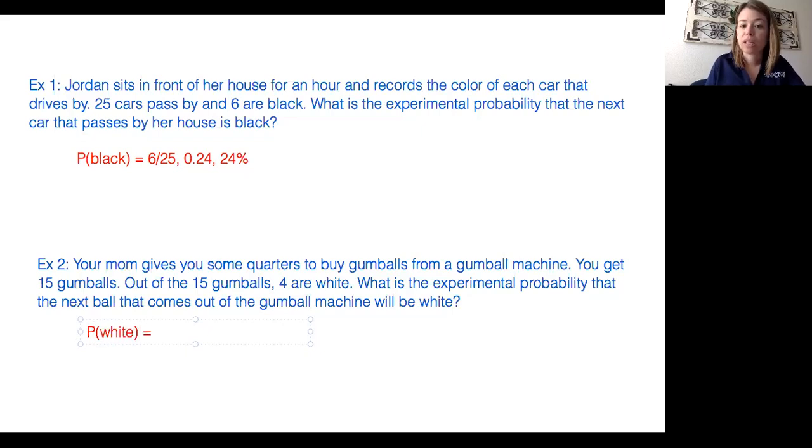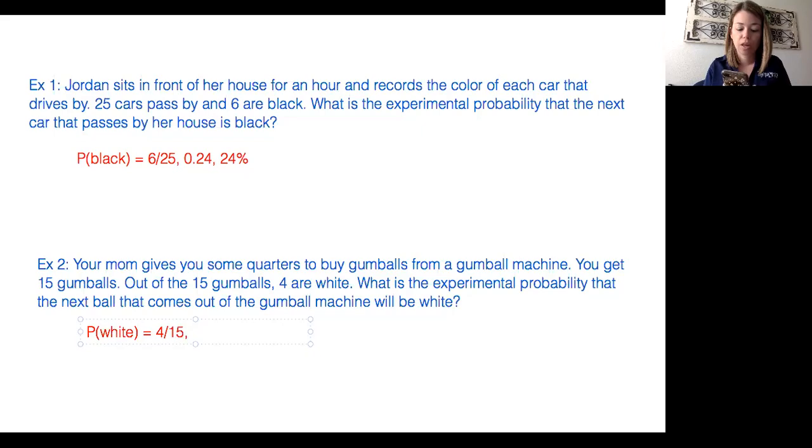Okay, well, based on the data, it is 4 out of 15 times that the gumball was white. So we can say that the experimental probability, our theory here, or our prediction, is that the probability is 4/15. Okay, if we're going to change that into a decimal, let me go ahead and do that real quick. And I'll actually show you my calculator too.